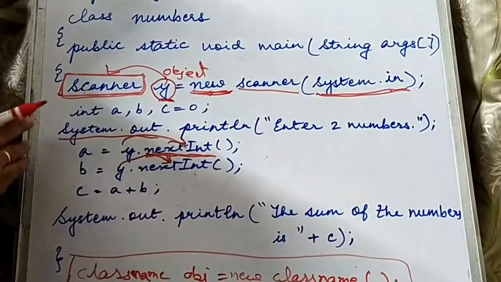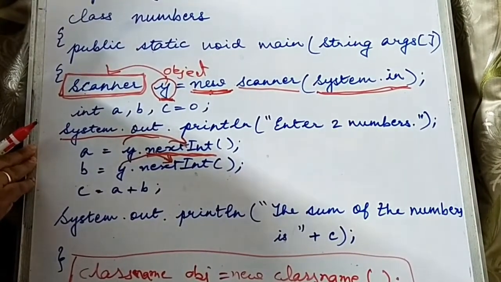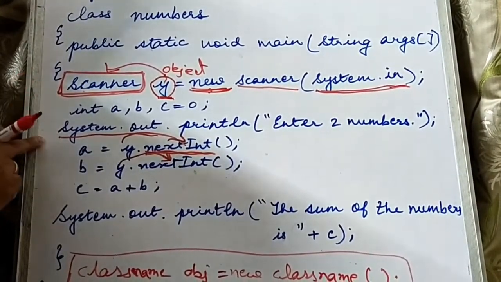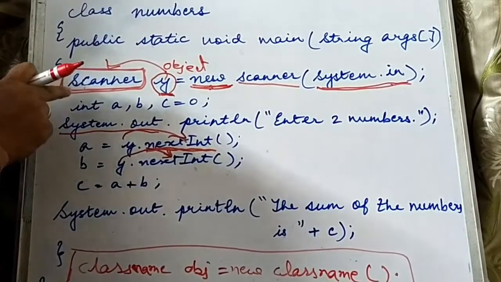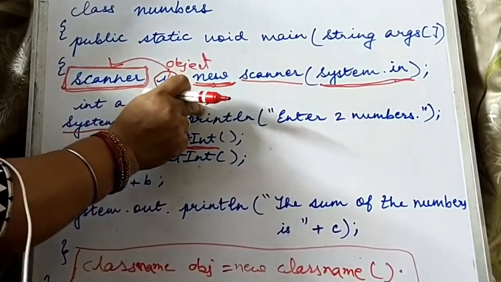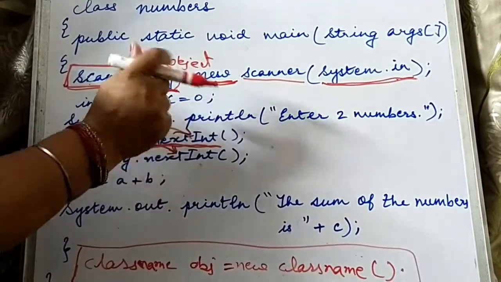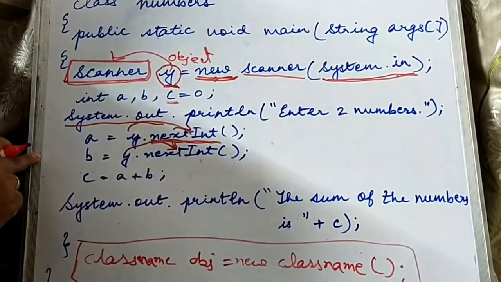Now come to the next. How many variables do we need? We have to enter two numbers and find out the sum. This is the same program that I explained in the last video. So int a, b, and c = 0, because c is a variable I have taken which will be used to store the sum.